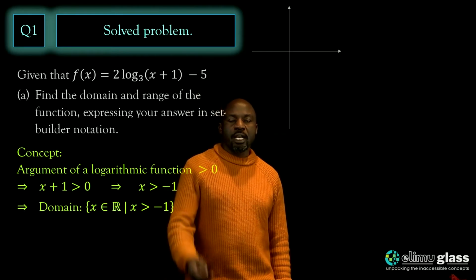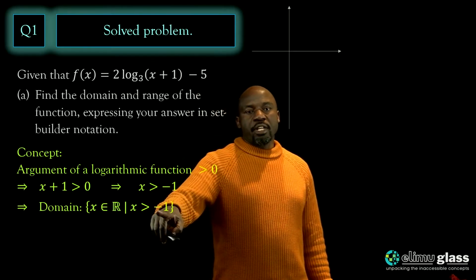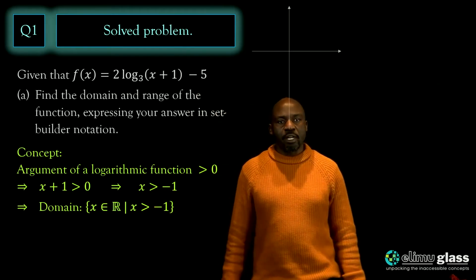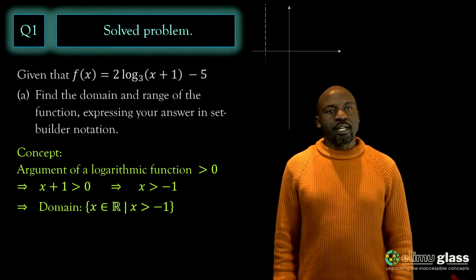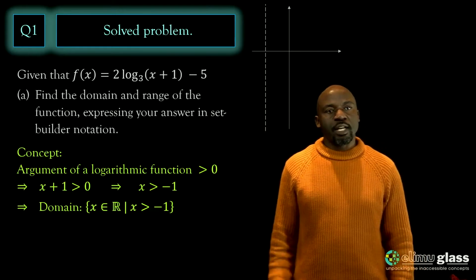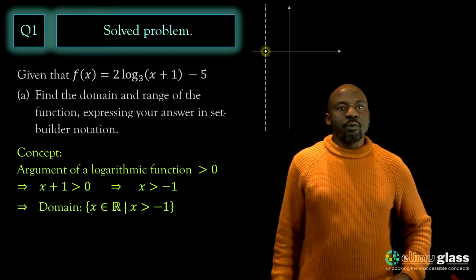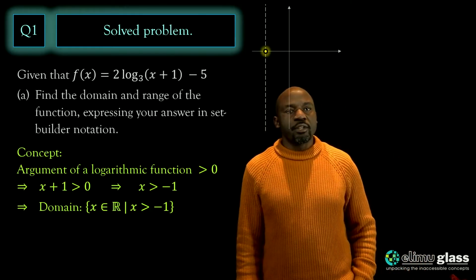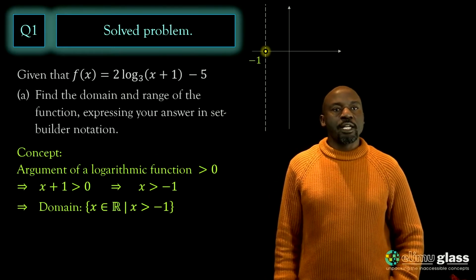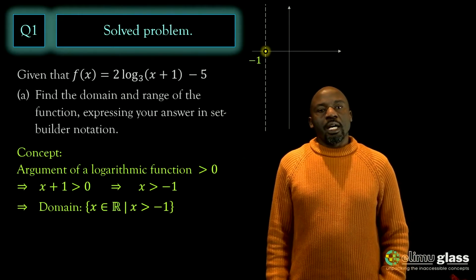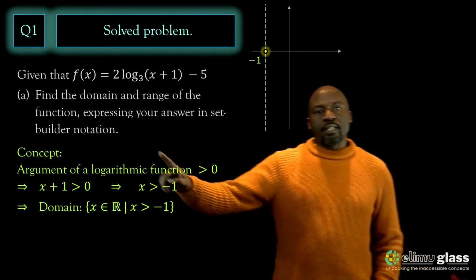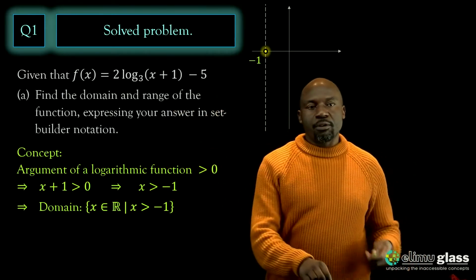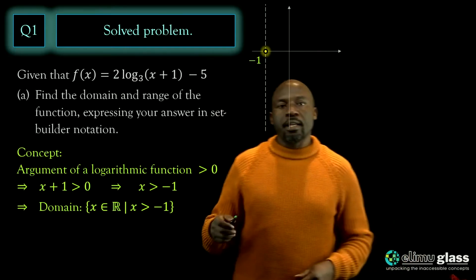X-axis, y-axis. X must be greater than -1, which means the line x is -1 is a vertical asymptote. So we draw a vertical asymptote, that dotted line there, where that point where it crosses the x-axis being -1. Okay, we can find where the graph crosses the x-axis. Where does the graph cross the x-axis? The graph crosses the x-axis when y is 0.